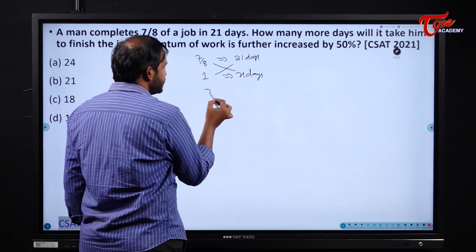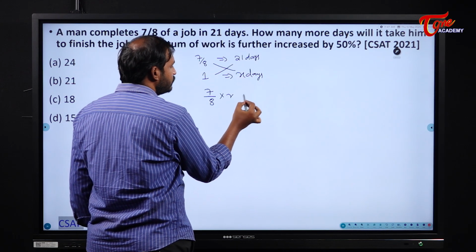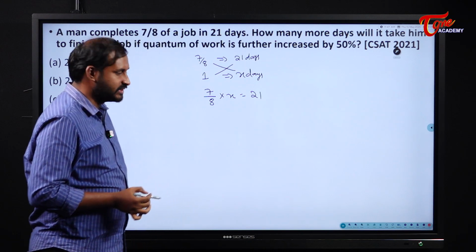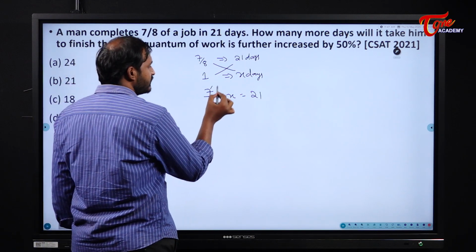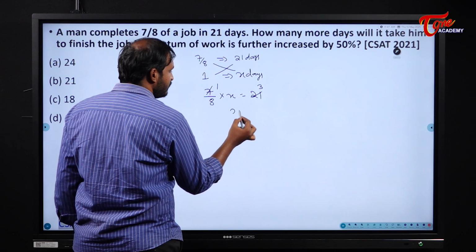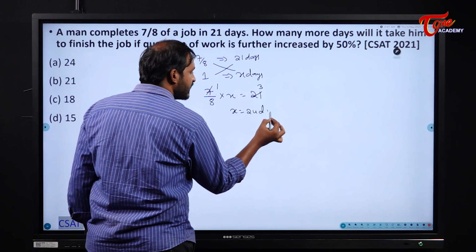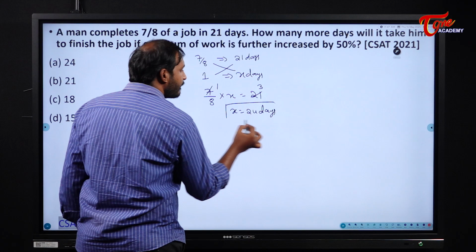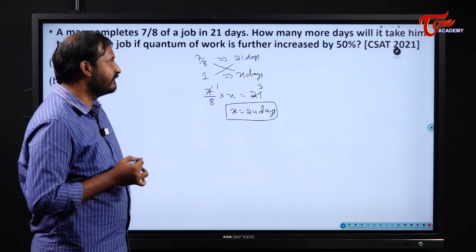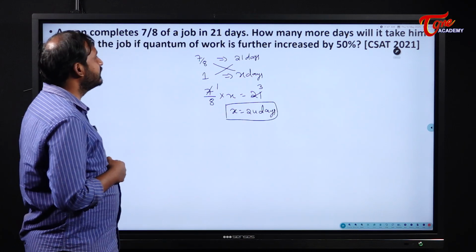Cross multiplied: 7 by 8 into X is equal to 21. So, 7 ones, 7 threes. So, the X value will become what? 24 days. That means he can finish the complete work in how many days? 24 days. But what is happening here?